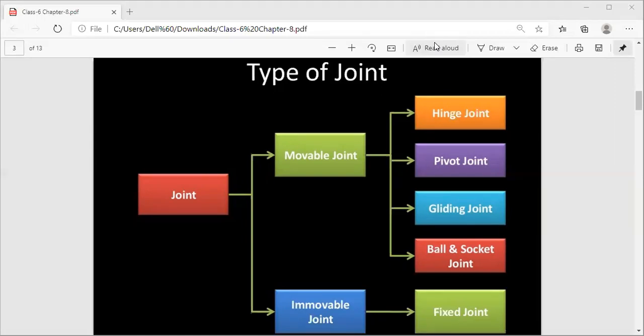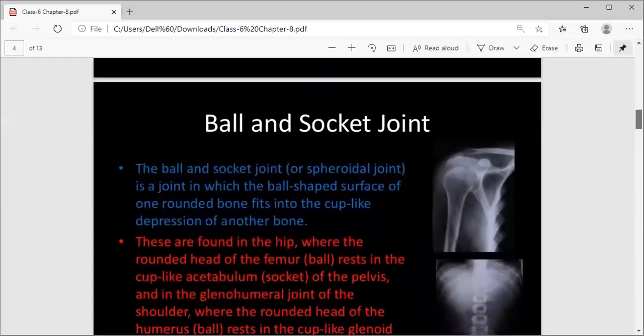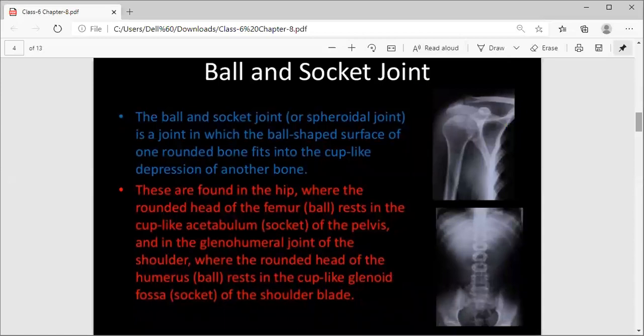So we will discuss it one by one, which of the joints are movable and which are not. After that we'll discuss each type of movable joint, and we will also see where these joints are present and in which direction they show movement. So let's discuss one by one. The first movable joint we are going to discuss is the ball and socket joint. First of all, let's see what this ball and socket joint is.